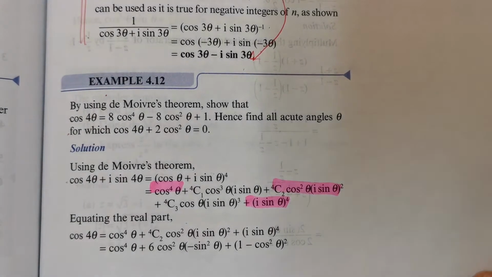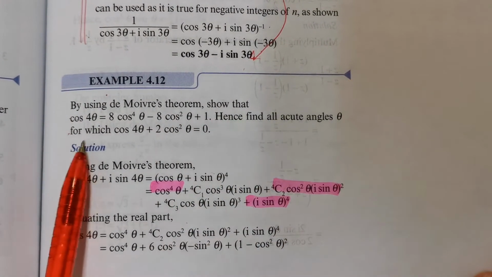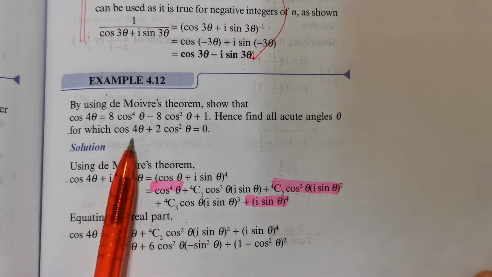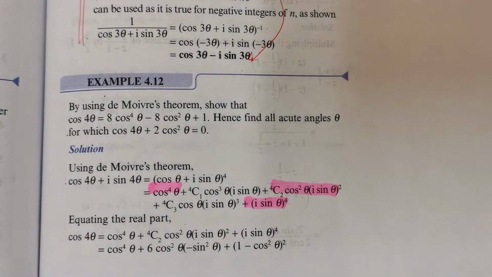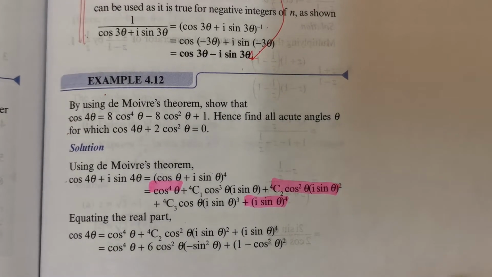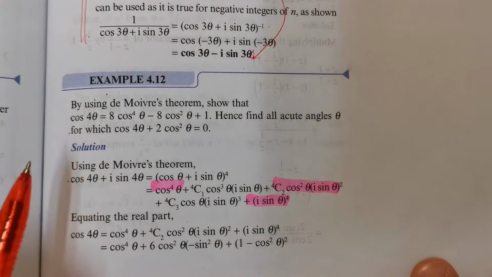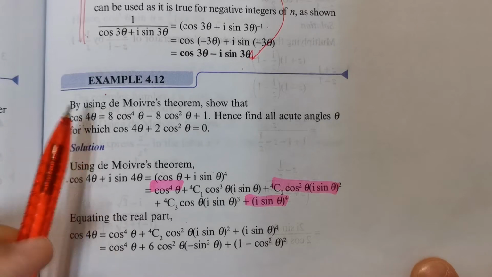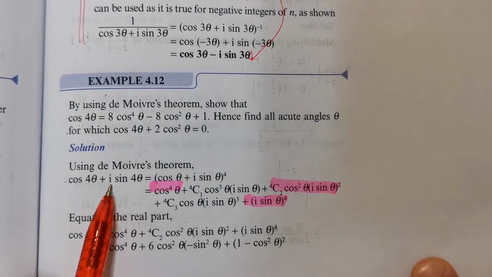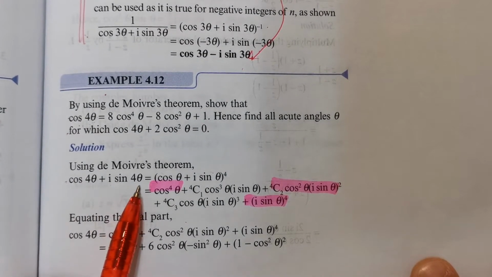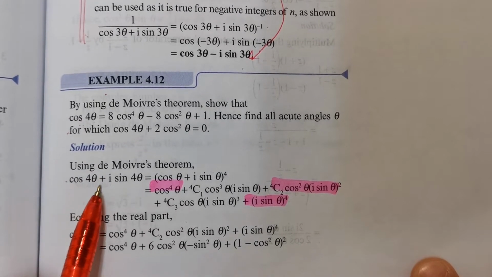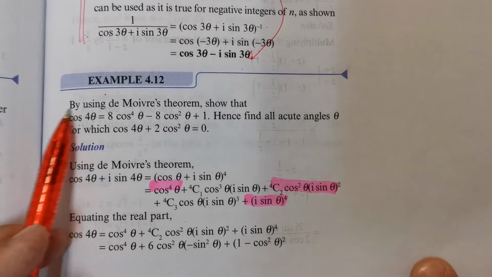Hence, find all the acute angles theta for which cos 4 theta plus 2 cos square theta equals 0. This is later. So it means that we are using the complex number concept to solve a trigonometry equation. Alright, so the solution is, because cos 4 theta is the real part only, we write it like this. We start with a complex number in the form cos 4 theta plus i sin 4 theta, because we want cos 4 theta here.